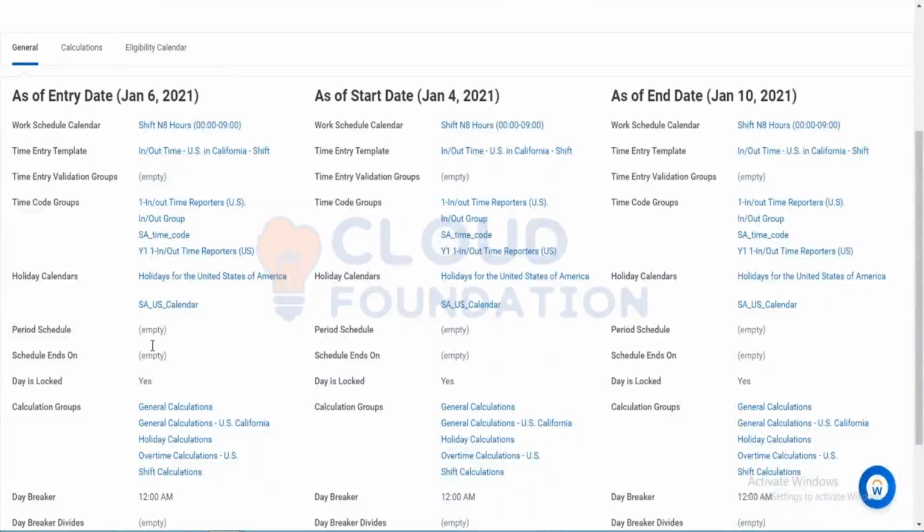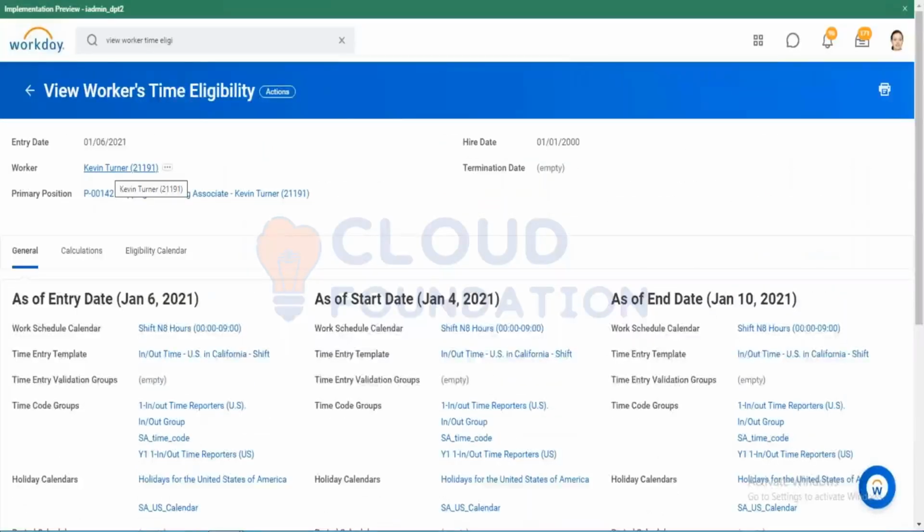Am I correct or not? Right, yeah, because he doesn't have the period schedule. Until and unless we make him eligible for the period schedule, he will not be able to enter the time. That is for sure. Kevin Turner won't be able to enter the time if the period schedule is not here.